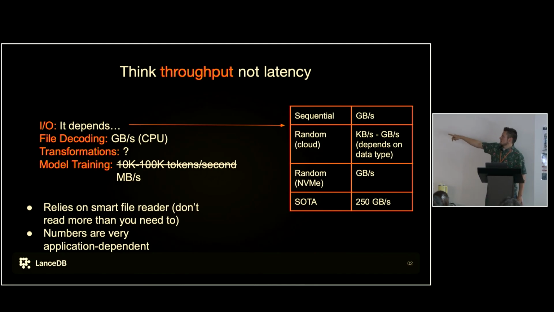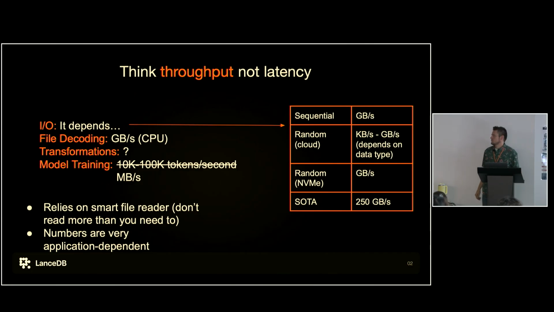So again, there's a lot of variation here, and it might affect how you're going to do things. Transformations, who knows? Very application dependent, often far too application dependent to figure anything out. And then model training. This one was surprising to me.